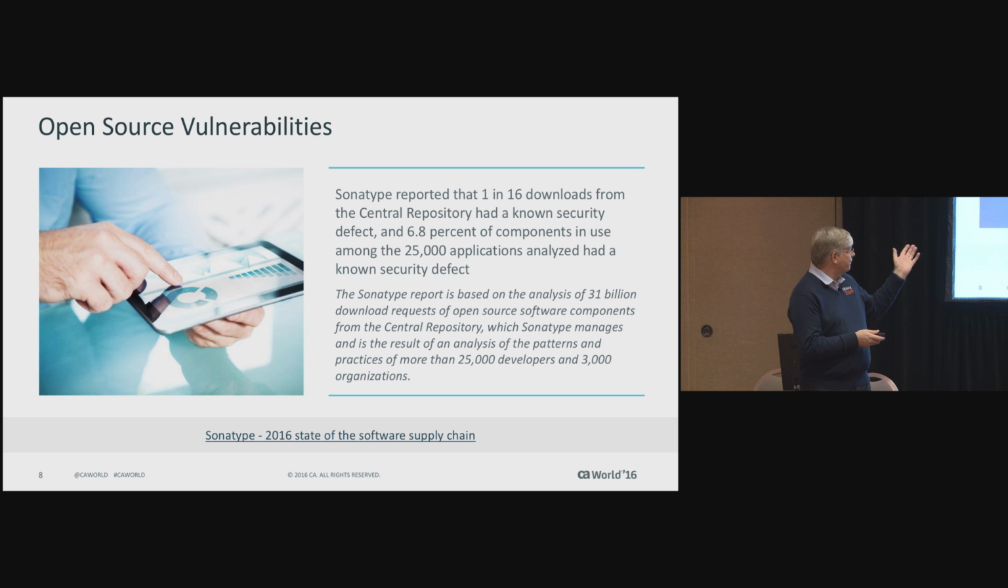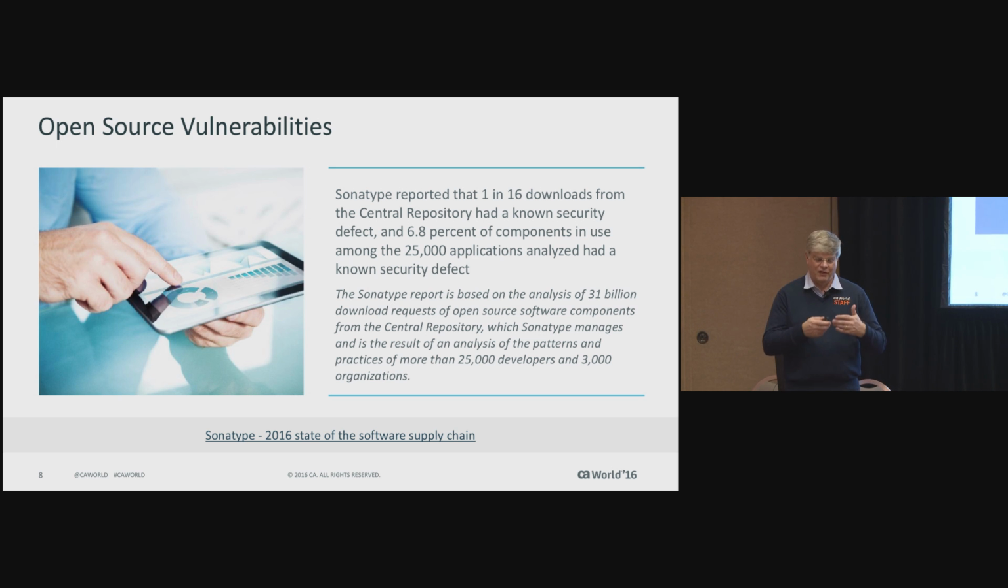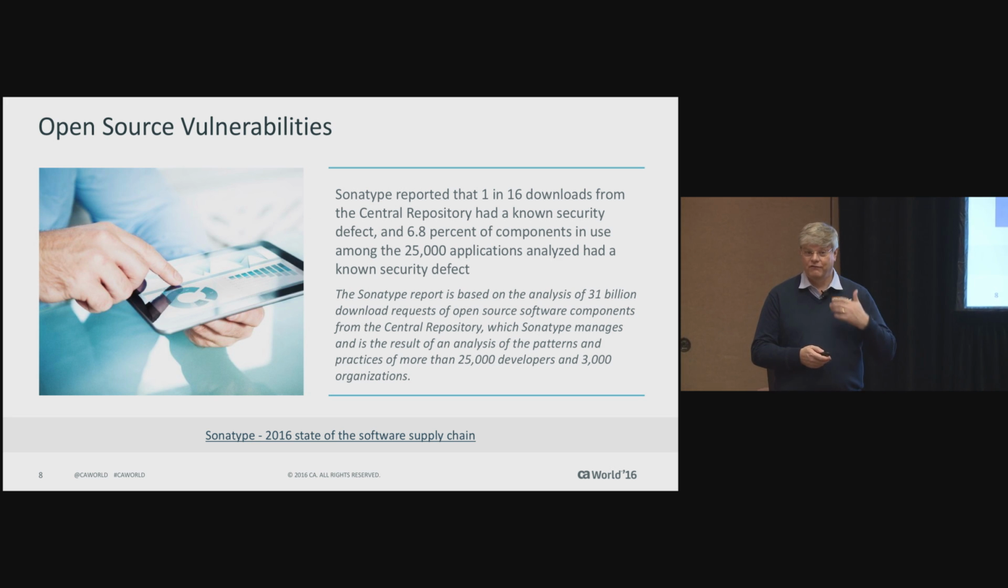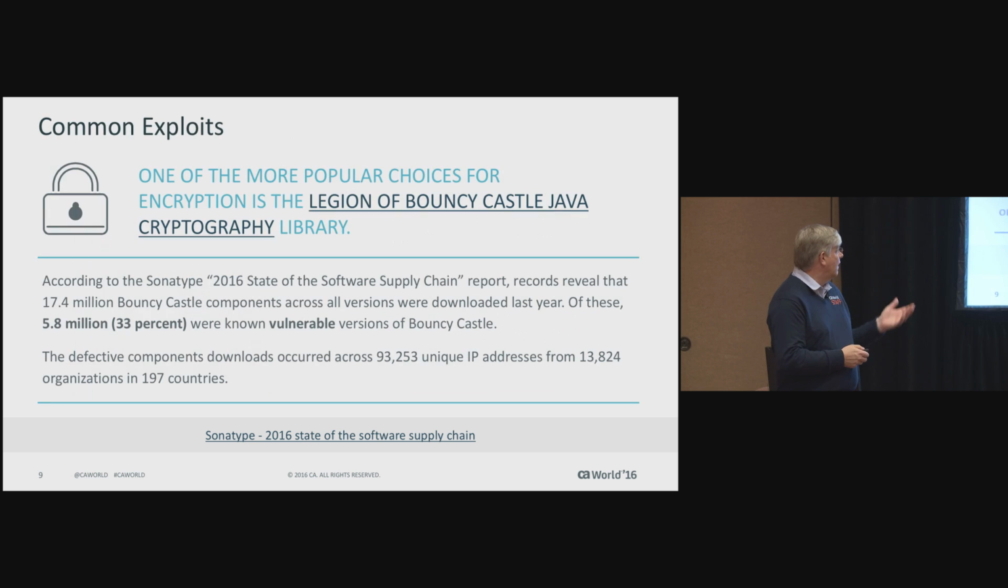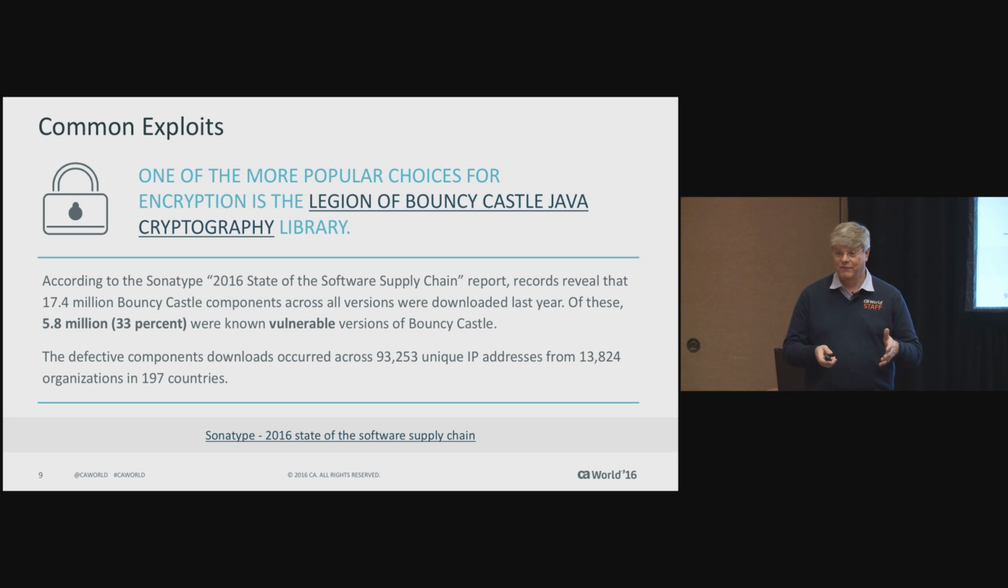And as you can see here, 6.8% of components in use had a known security defect. Now, that's not always an issue, because you can mitigate that risk. However, you need to be able to manage that. And if you come up with a vulnerability, you need to be able to quickly resolve that issue. As an example, the Legion of the Bouncy Castle Java cryptography library, as you can see here, was downloaded 5.8 million times with a known vulnerability. So this is an example where it is being used by development teams with a known vulnerability. And as you can see, it's a very large number.